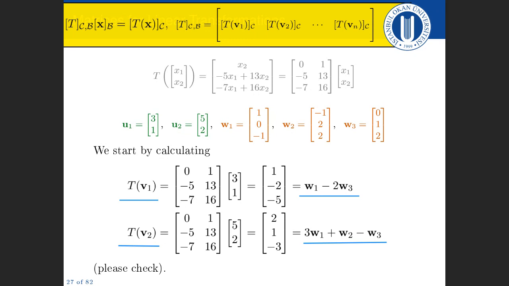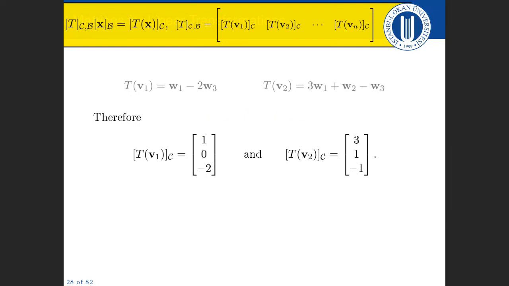As soon as we know this, we can write down the coordinates of T of V1 and T of V2. Looking at T of V1 first, we have 1W1 plus 0W2 minus 2W3, so the coordinates are 1, 0, minus 2. And then looking at T of V2, the numbers are 3, 1, minus 1. The coordinates are 3, 1, minus 1.